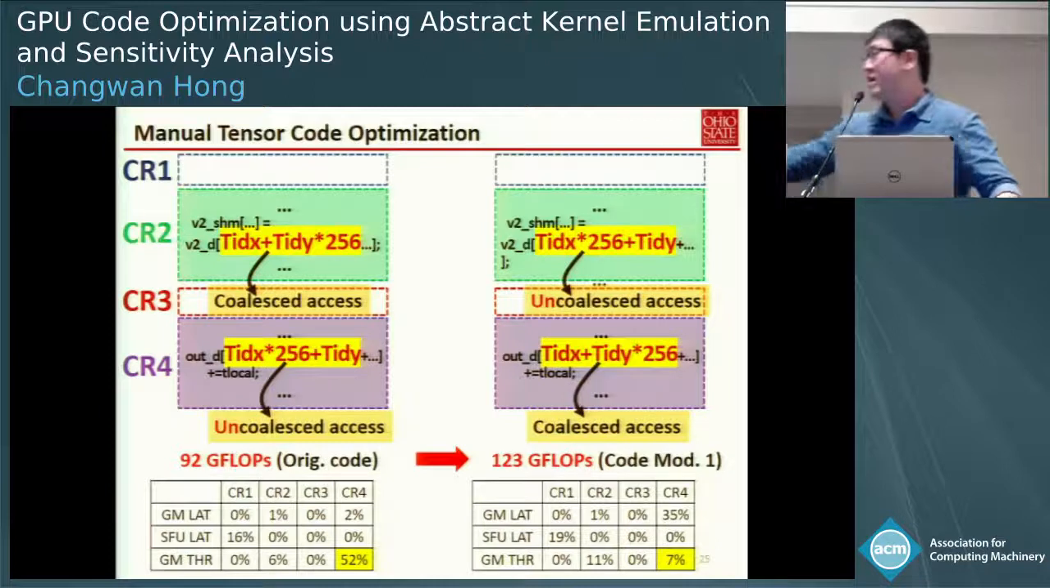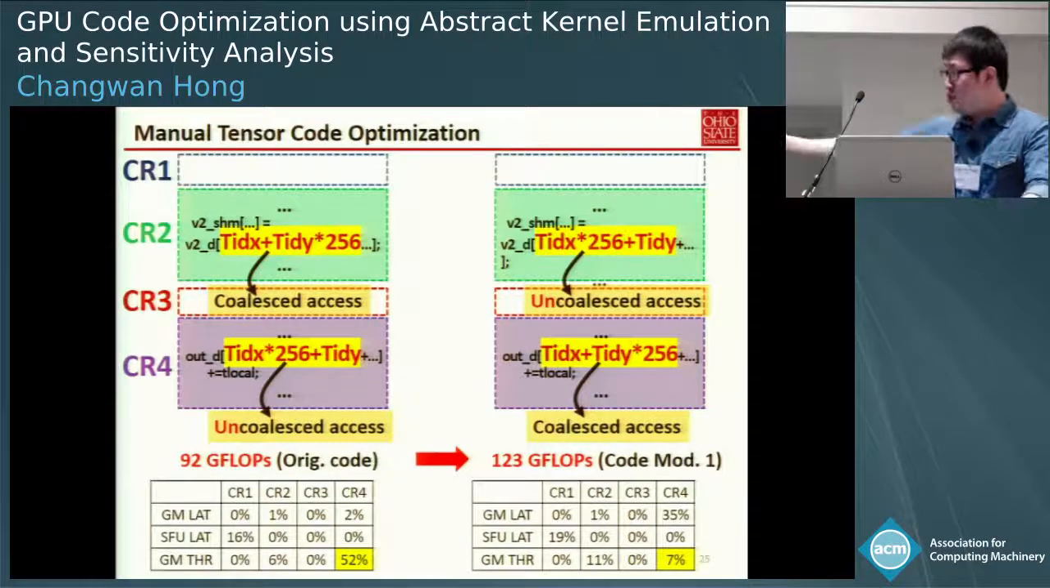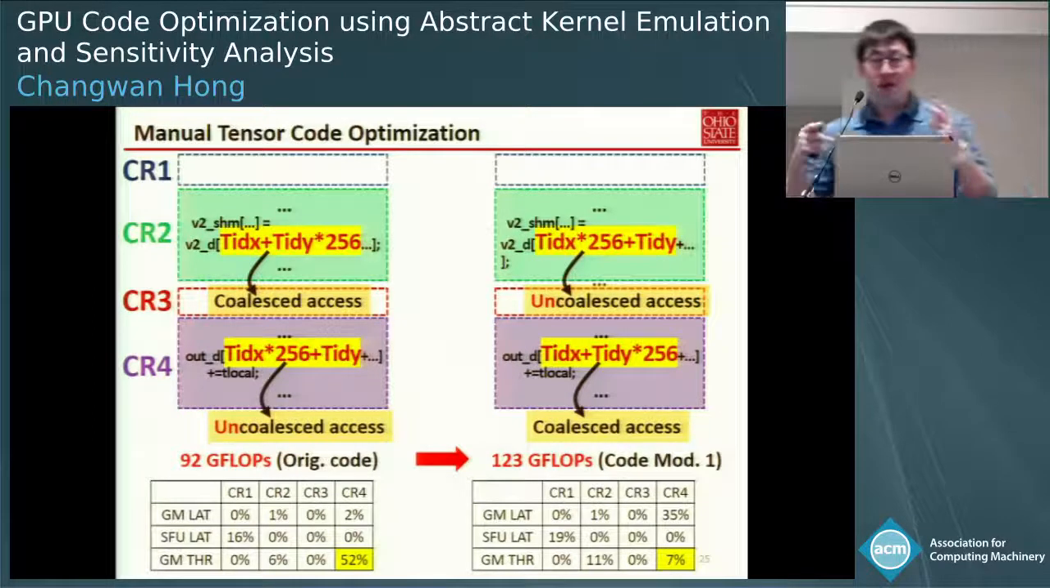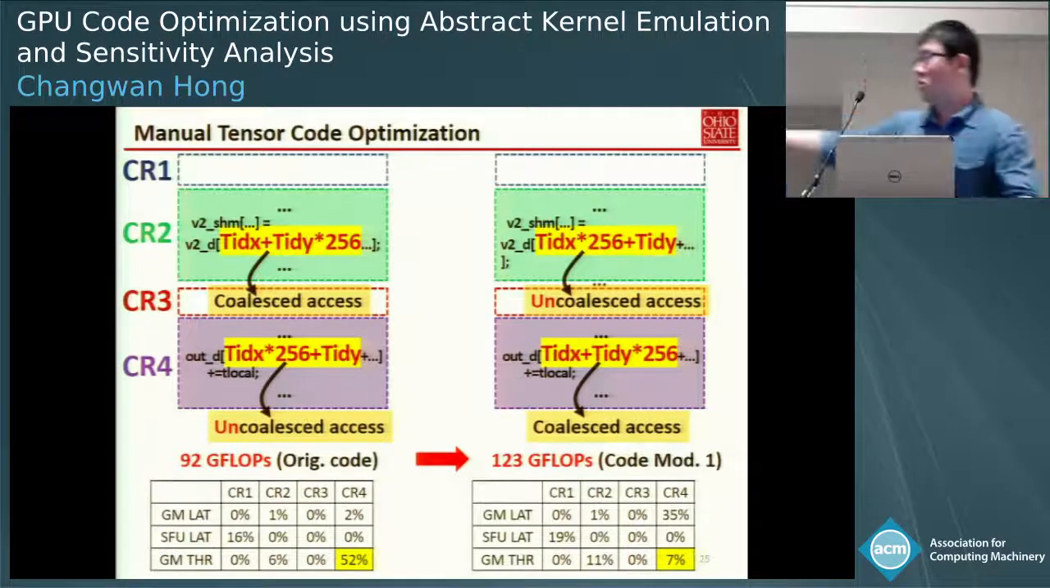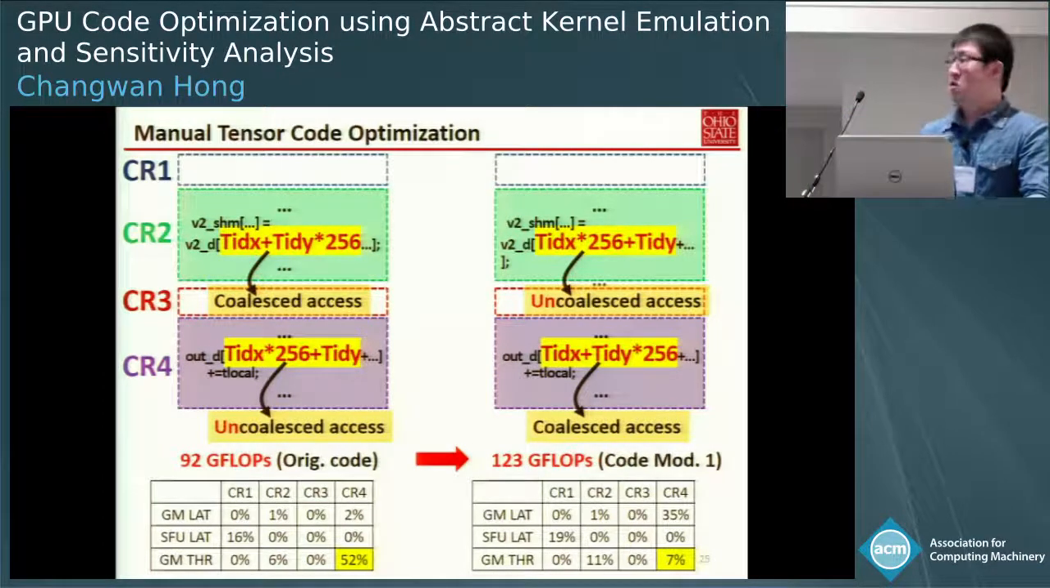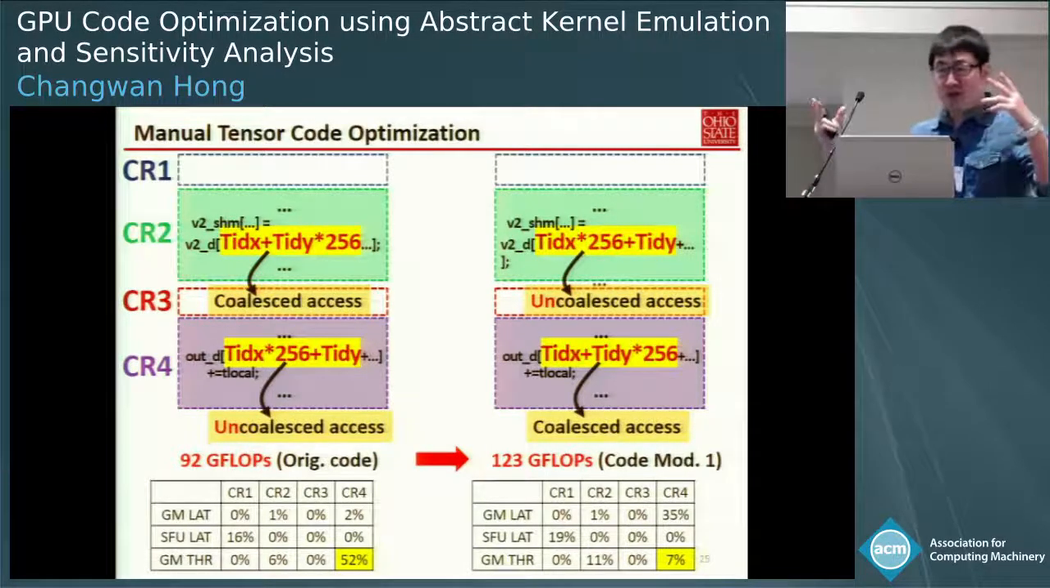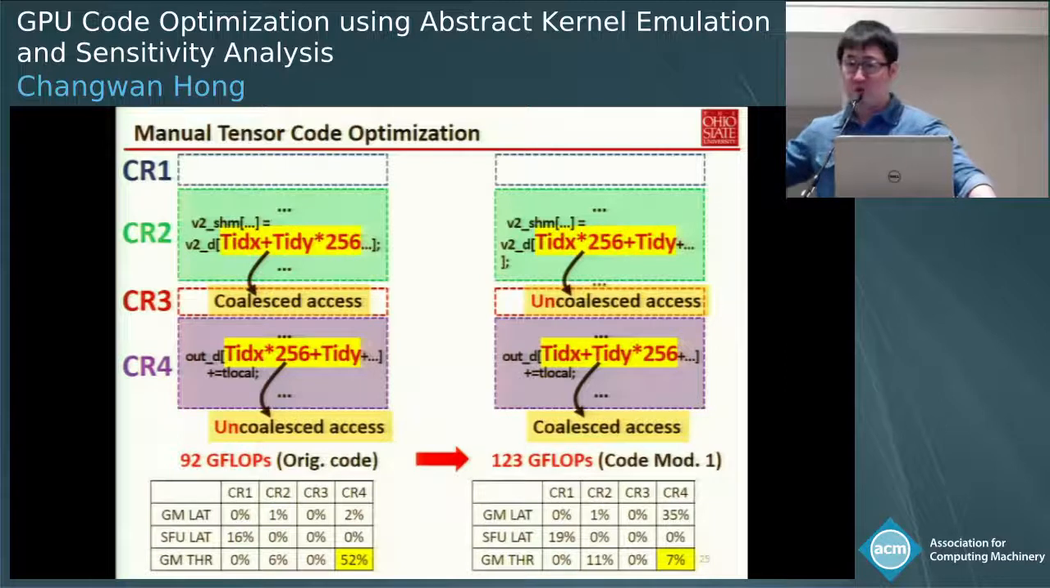So the reason is there are two memory operations in code region 2 and code region 4, and they read in a complementary way of mapping. Memory accesses in code region 2 are column-list, but memory accesses in code region 4 are row-list. So by flipping the mapping, we can make memory accesses in code region 2 row-list and memory accesses in code region 4 column-list. I mean, by this transformation, we can reduce data volume in code region 4, but we can increase the data volume in code region 2.